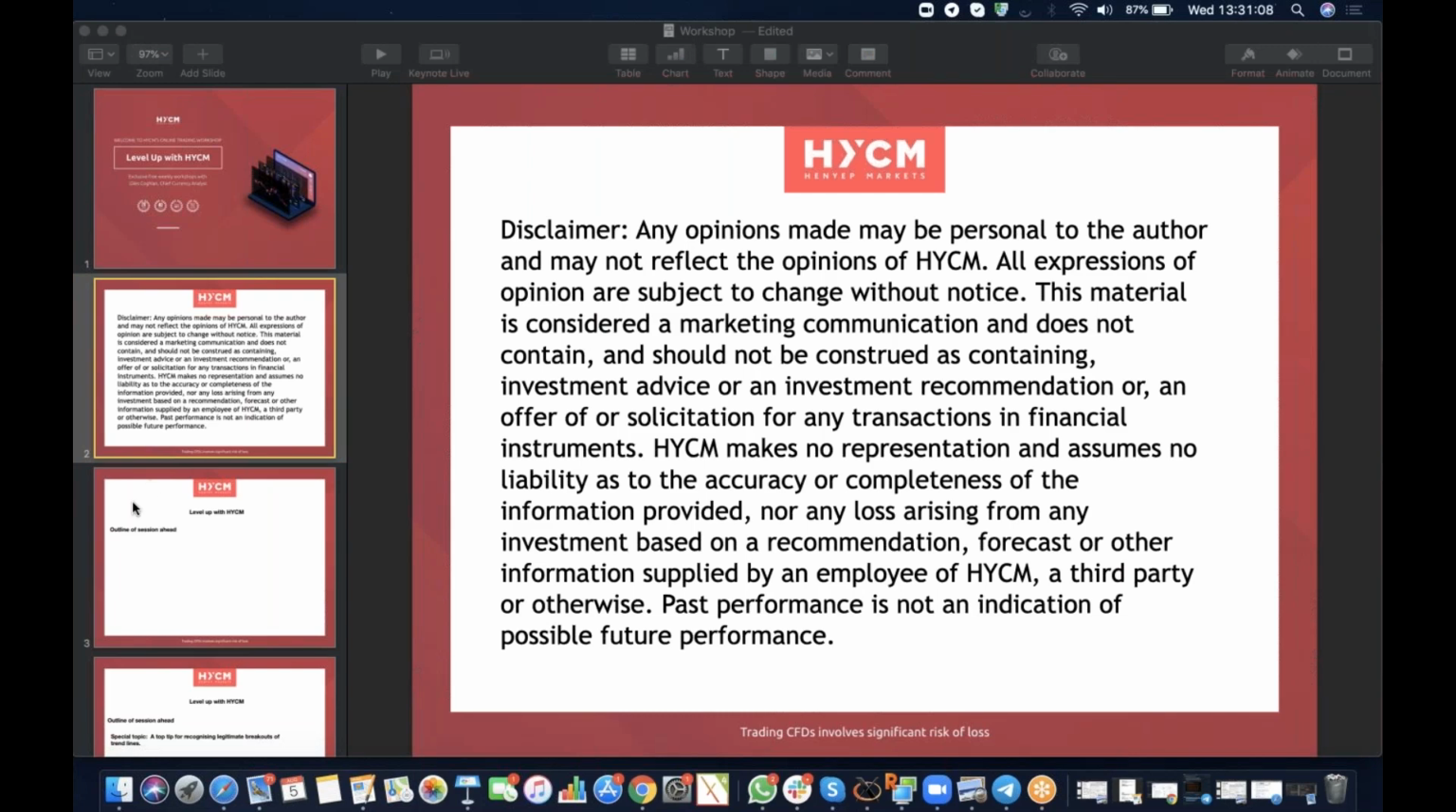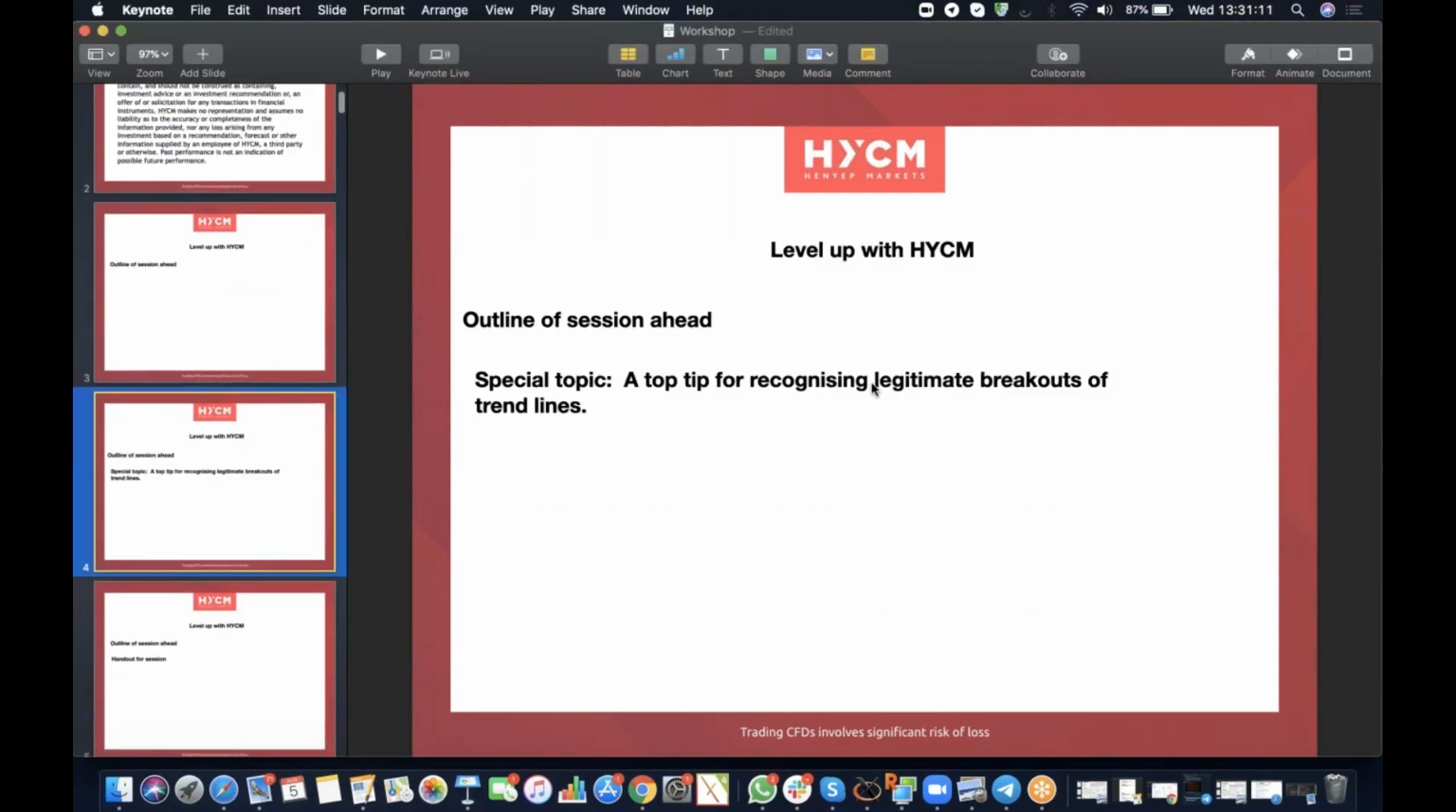Without further ado, we'll just get into the session. The special topic we'll be looking at today is I'm going to give you a top tip for recognizing legitimate breakouts of trend lines. A trend line break can be an important indication of price action. I'm going to give you a little tip for how to recognize legitimate versus fake breaks of trend lines. We'll give you a little help on this.